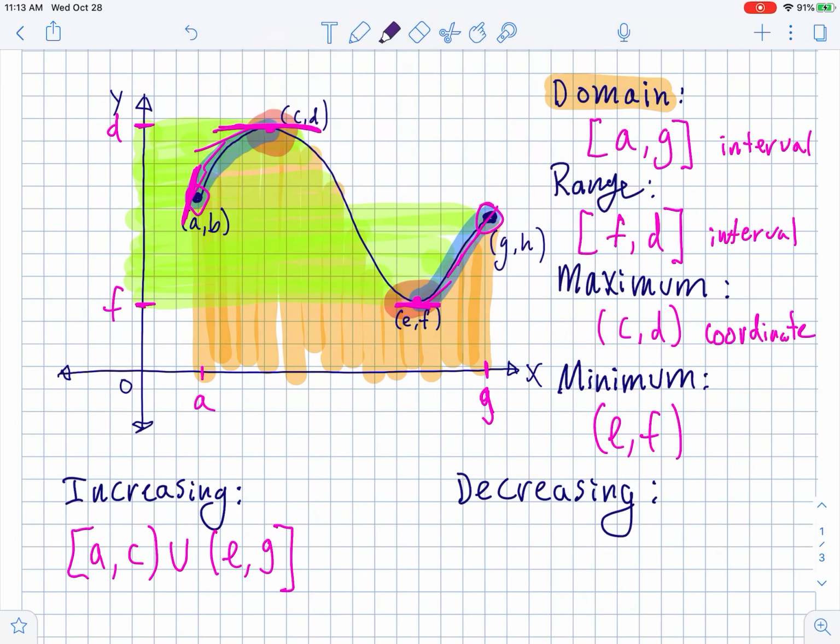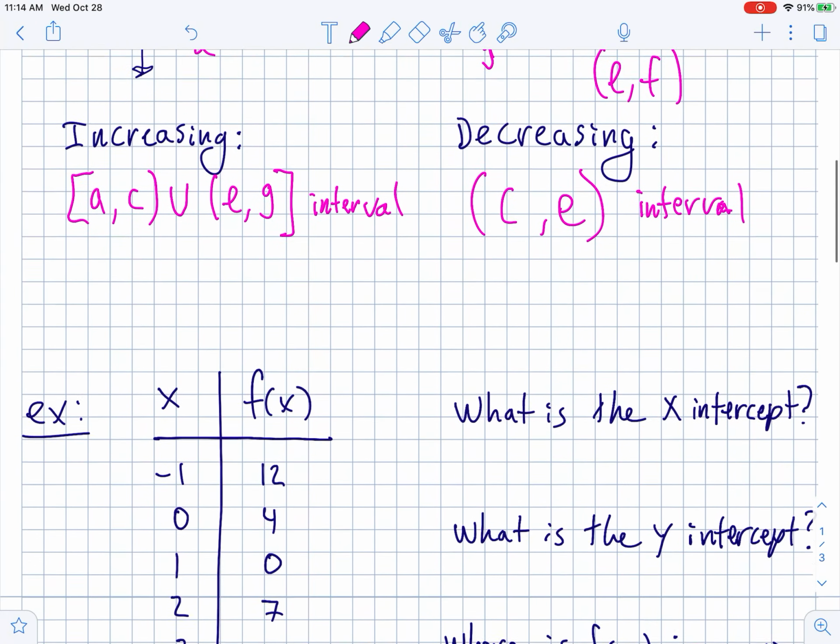Decreasing. Running out of colors here. Let's go purple. This is the section where it's decreasing. Now, at C and at E, it's not actually decreasing because the surfboard is flat. So we're going to do open parentheses, C, comma, E. Now, this is confusing because it looks like a coordinate, but this is actually an interval of X values. Same with this guy. It's a unionized interval.